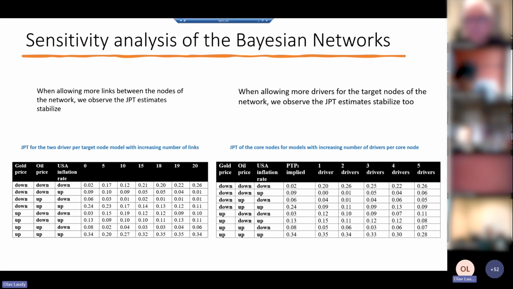To investigate this, we fit Bayesian networks with the same number of nodes, but we keep adding links, and we see that the joint probabilities of the target nodes with increasing number of links do not change that much anymore.